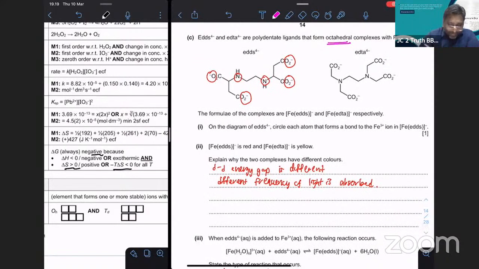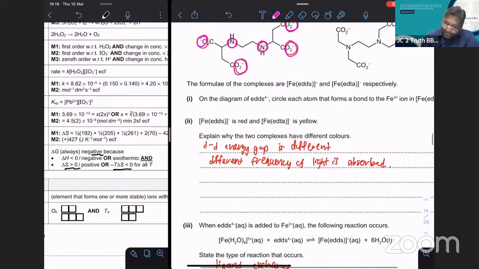Generally students will know that they need to circle the oxygen, no problem. But most students forget that nitrogen has a lone pair of electrons, which can be given to form the dative bond. So this one is also going to be involved. The point that you need to take note of here is octahedral, so the polydentate is going to form 6 dative bonds over there. That is very important. 6. Now.